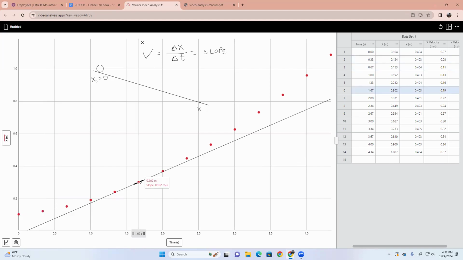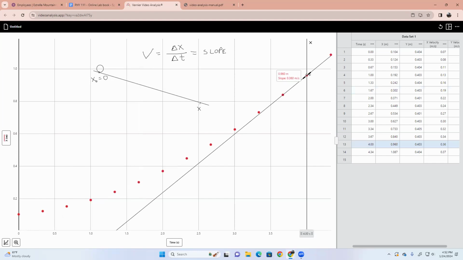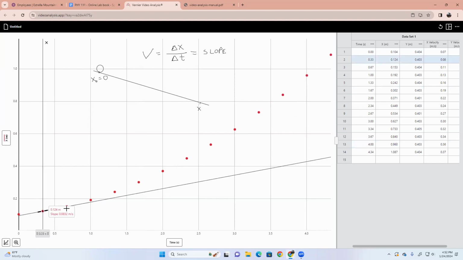Over here, we can see that the tangent increases in slope. So at this point right here, the slope of the tangent line is 0.19 meters per second, which tells us the instantaneous velocity at that point. And over here, we can see that the slope is even steeper. The slope here is 0.36, which tells us the velocity at this point is 0.36. So as time increases, the slope increases, which tells us the velocity increases, which is consistent with the marble rolling down the table.